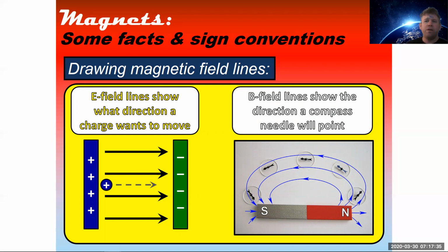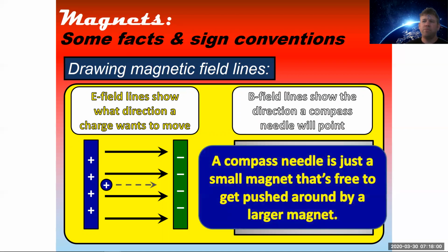If you're really bored today and you want to look up the compass app on your phone, eventually you're going to have to figure out where north, south, east, and west are in your room, your office, wherever you're watching this video. So get it out and see. Just walk around and see how that compass needle changes. Now that's going to be a little different because that's working with the Earth's magnetic field, which we'll talk about in a second. But the really interesting piece is that the compass needle is just a small magnet that's free to get pushed around by a larger magnet.